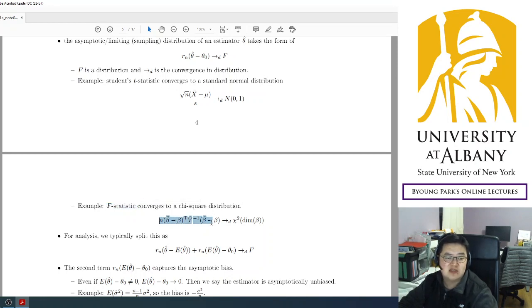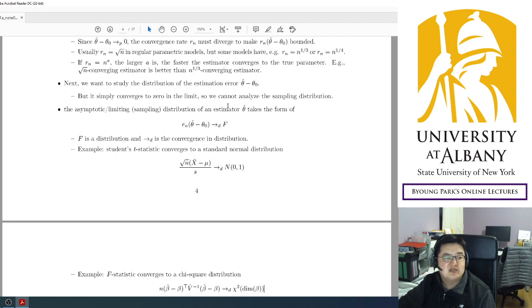So the F statistic takes this form: beta hat minus beta, transposed, times a variance matrix inverse, times beta hat minus beta. And it is multiplied by n. The convergence rate is now n. And then it converges to a chi-square with degrees of freedom equal to the dimension of beta. If you remember what the t statistic and F statistic are, then you can imagine this as an example of what we are doing.